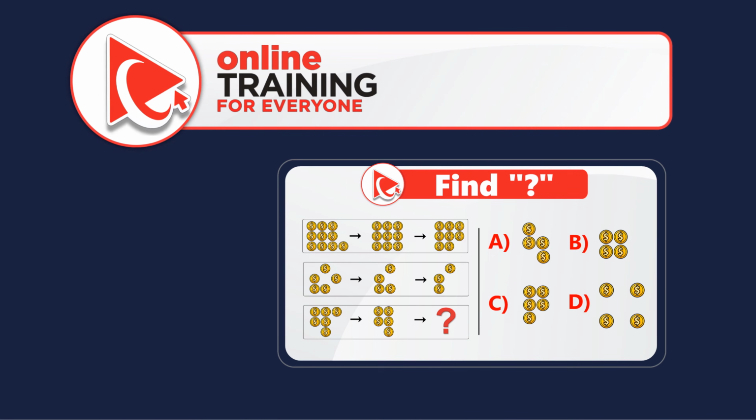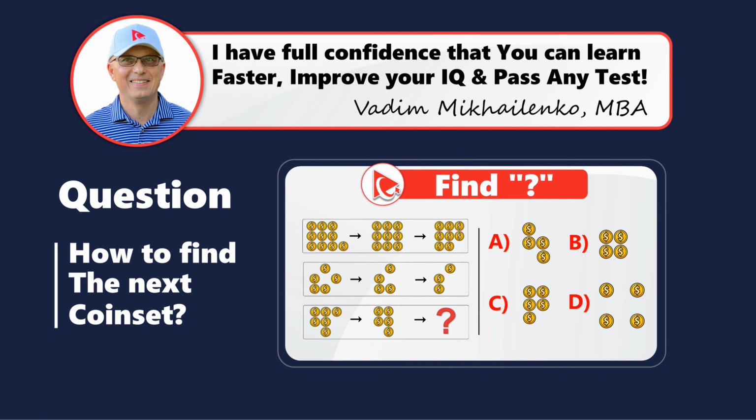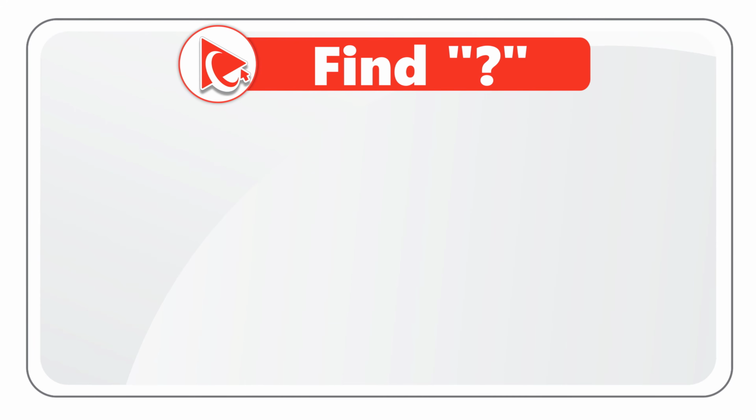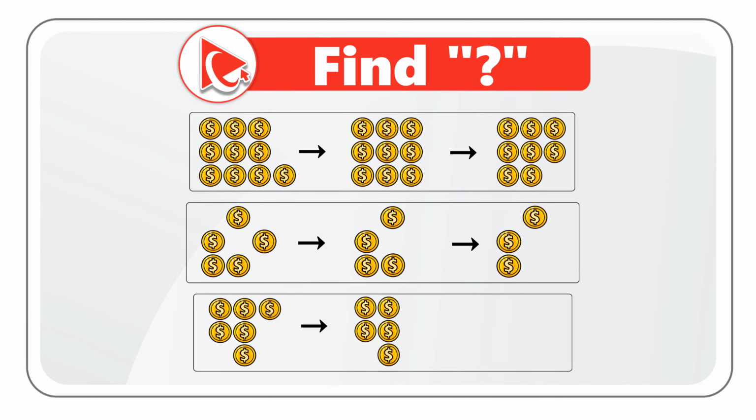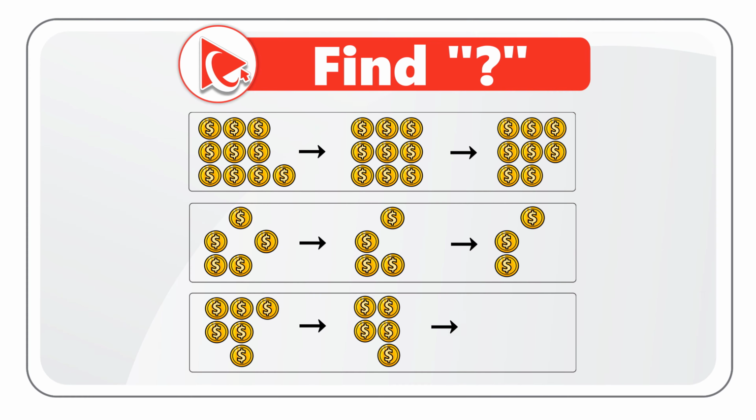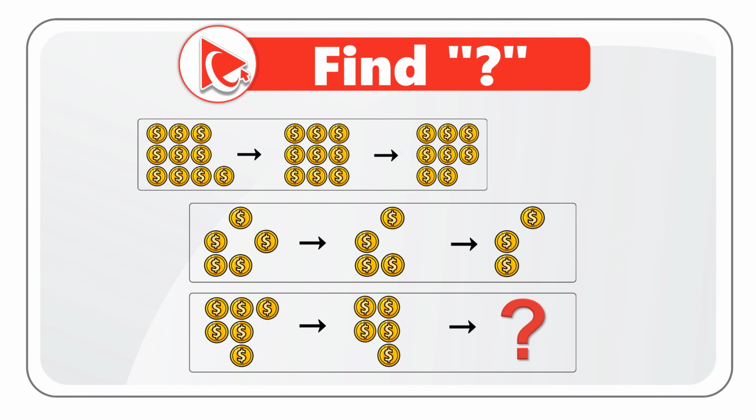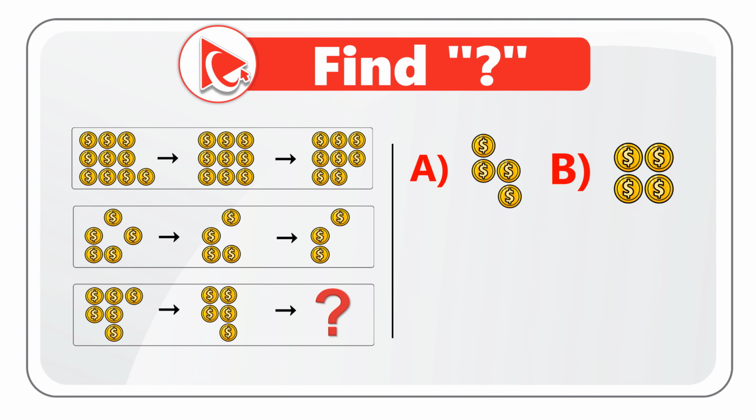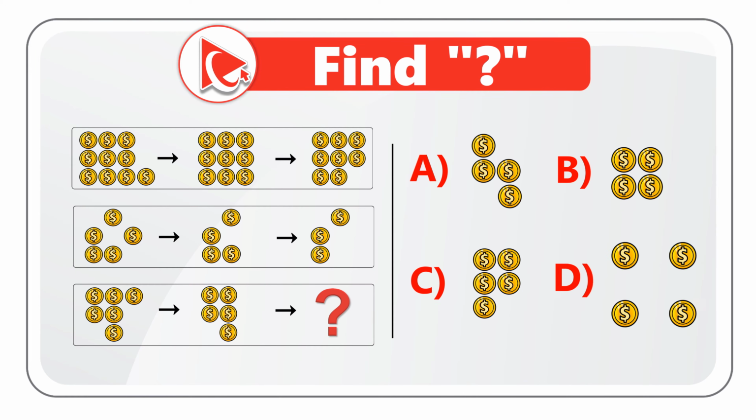Here's an example of a question some people might find challenging, but I'm pretty sure you, being a subscriber to this channel, will solve very easily. You're presented with 8 sets of coins, and the 9th set is missing. You need to find and select the missing set out of 4 possible choices: A, B, C, and D. Take a close look to see if you can come up with the answer.